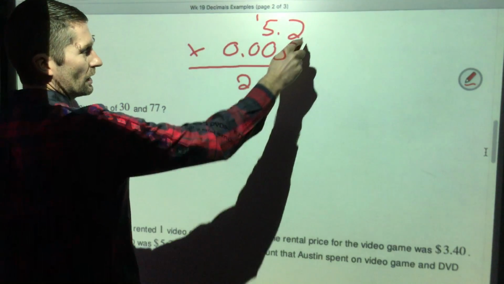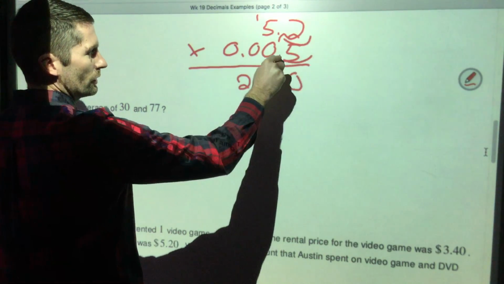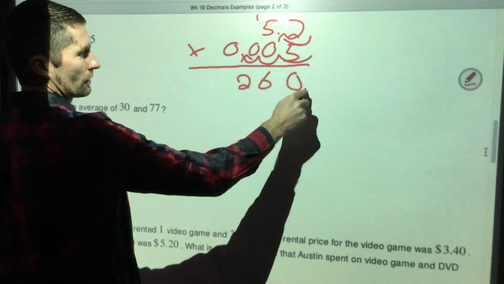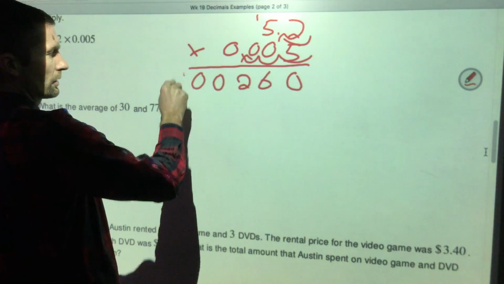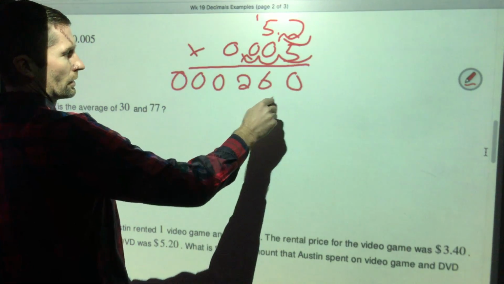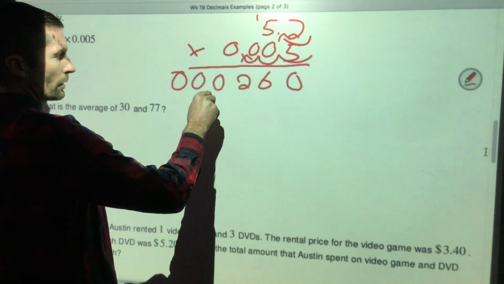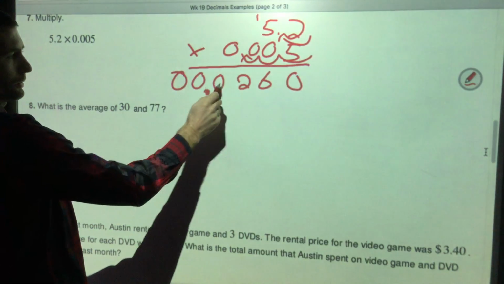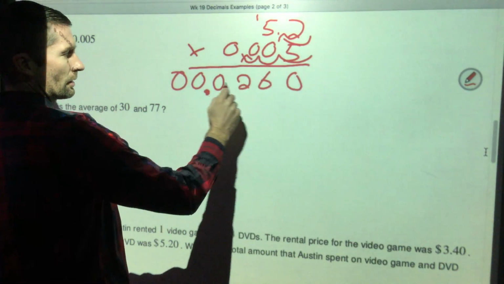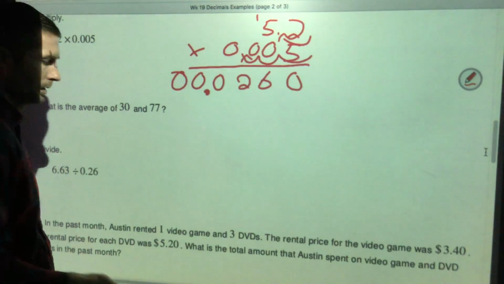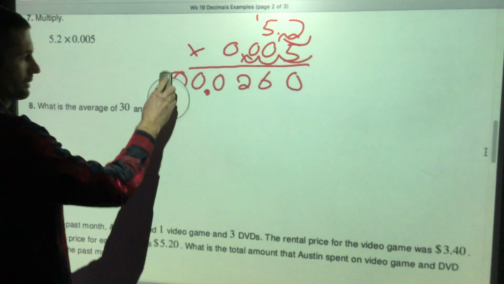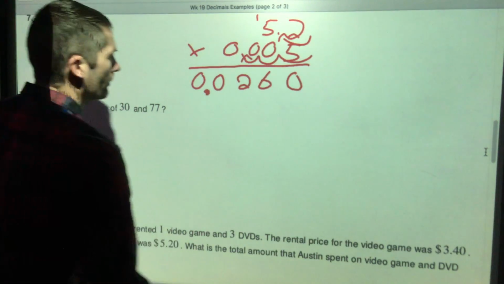And then I know I need to move the decimal over 1, 2, 3, 4 times. I can put a bunch more zeros over here. 1, 2, 3, 4. So my answer is 0 and 26 thousandths, or 0 and 260 ten thousandths. This last 0 doesn't matter. You could have it, you don't need it.